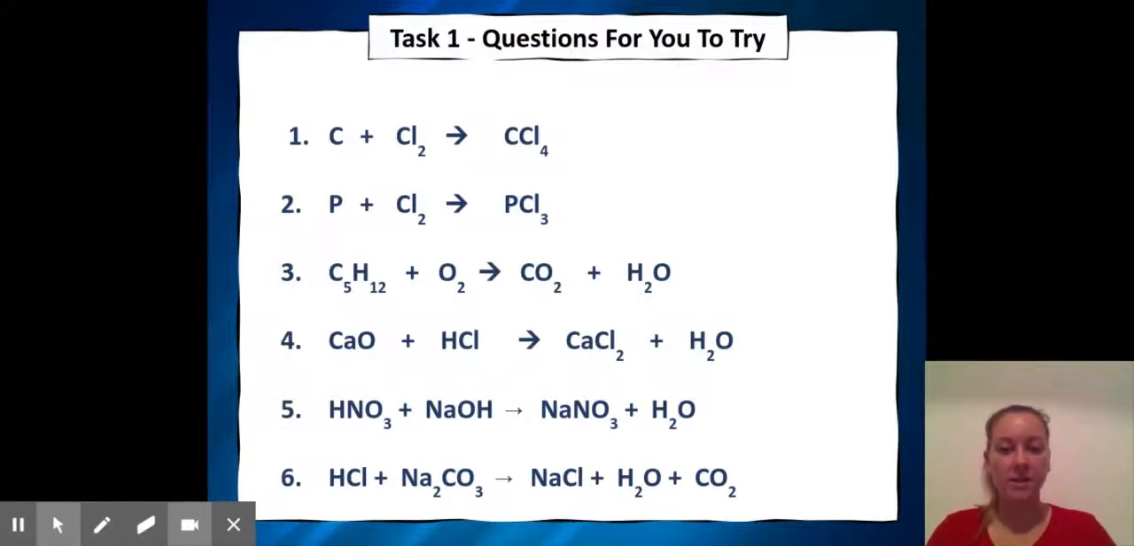Task 1, there are 6 examples for you to try. So I'd like you to try these, and then once you're finished, pick back up here in the video and check your answers. So give yourself 1 mark if you get the whole balanced equation correct. So you should have a mark out of 6 for the total for this task. Pause the video now, attempt the task, and then unpause and you will see the answers.